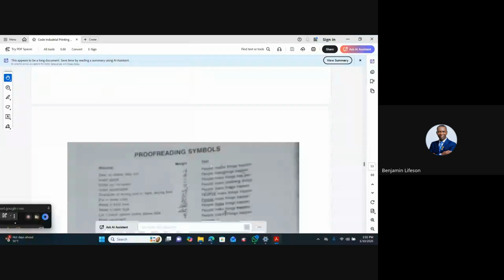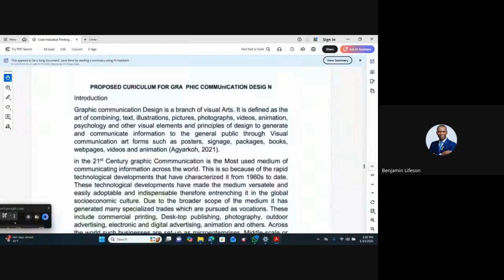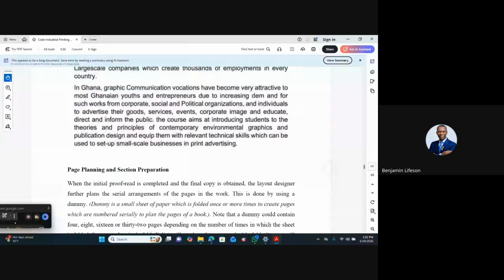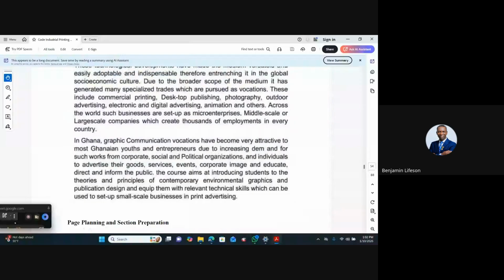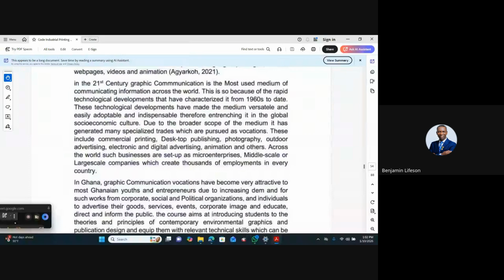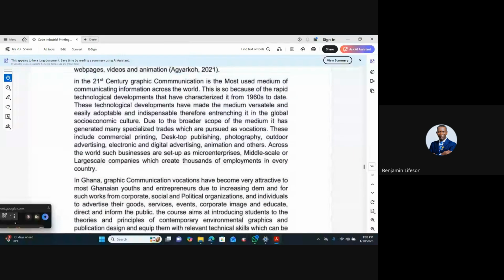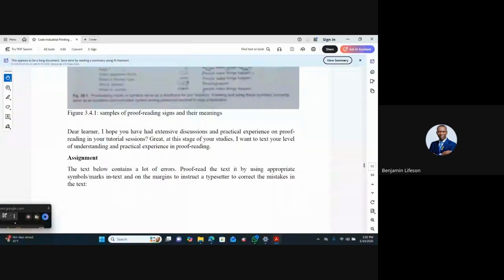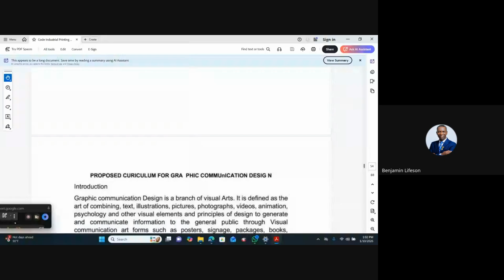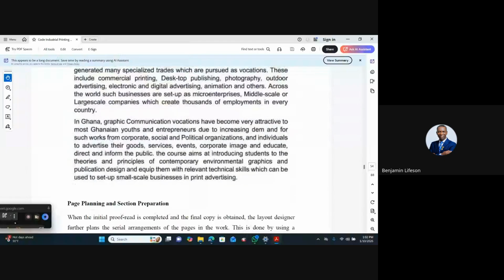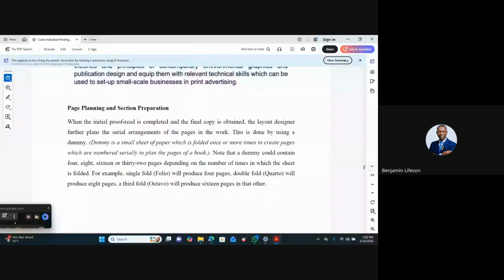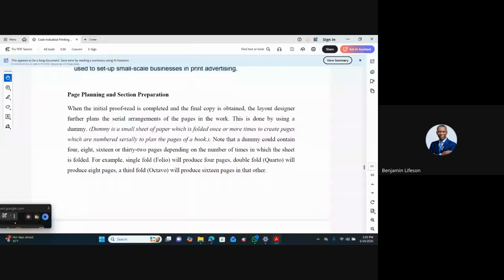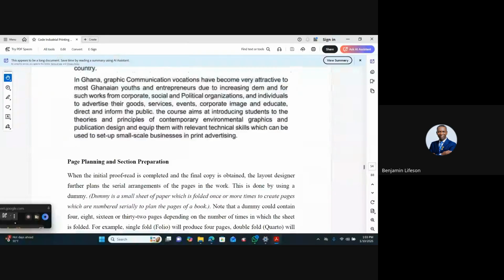So I've placed it on your page for you. This is an example of how proofreading of typesetting is done. So we have to read through, identify mistakes and correct them. That one, you can do on your own. So, page planning and section preparation.